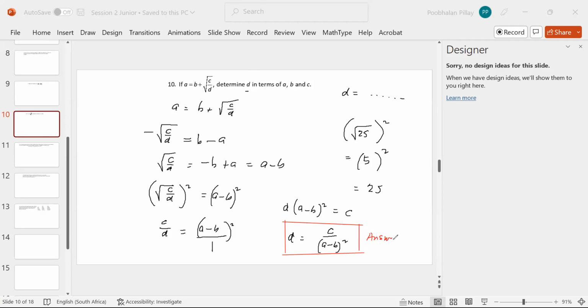We've solved for D in terms of A, B, and C.